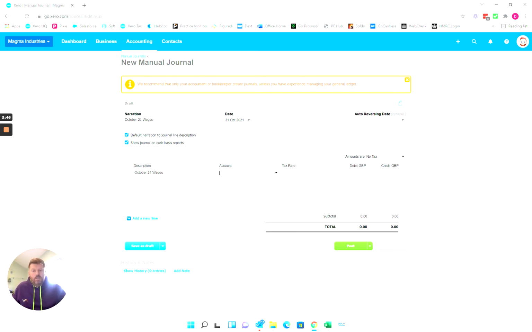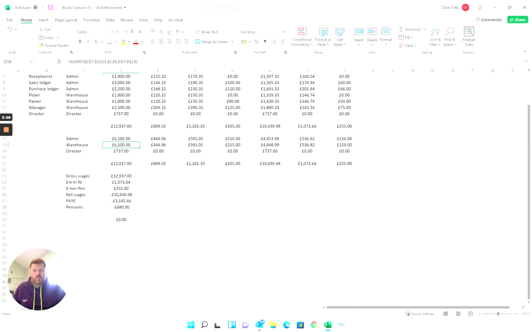So what we'll do is we'll post our salaries here from the generic codes that Xero's given us. And this is our admin wages. And we just want the gross wages here of 6,100.